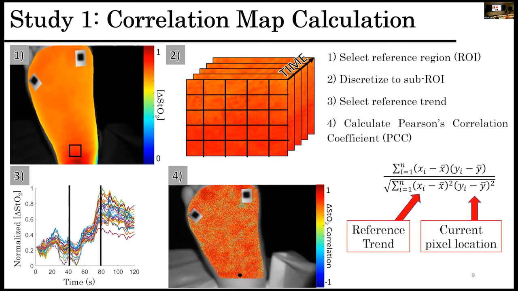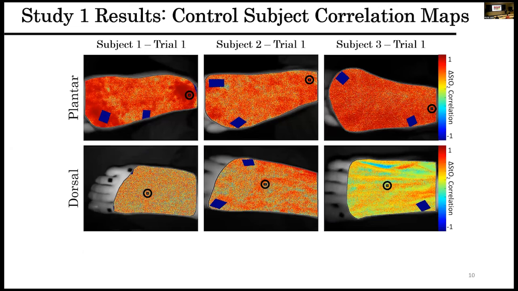So right here, what you see right now is the real-time Pearson's correlation coefficient being calculated for each pixel of the foot. What I'm showing over here are 6 oxygen saturation-based correlation maps from all 3 of our controls, with 1 case provided for the plantar and dorsal side of the foot. Red indicates regions of positively correlated or synchronous oxygenated flow changes with respect to the reference in the black circle here, and blue are asynchronous or negatively correlated changes.